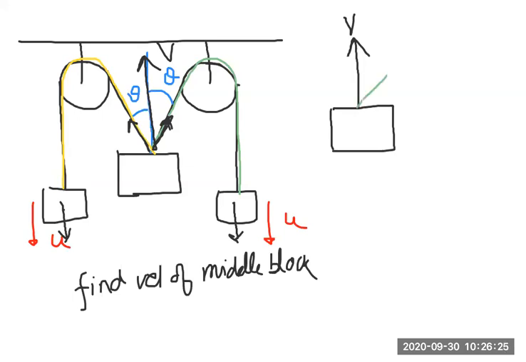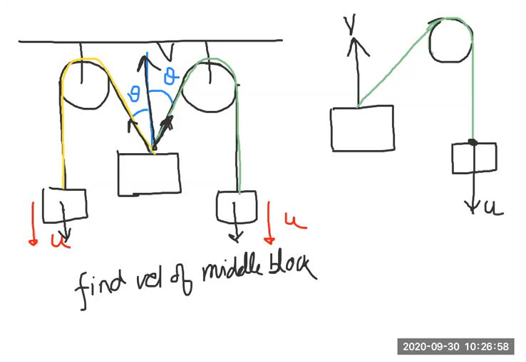And this is the string. This end of the string has a velocity u. Forget about the blocks. Look at the velocity of the ends of the string. And it is given that this angle is theta.